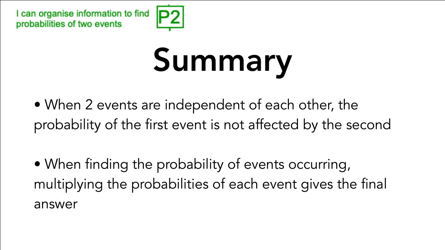To summarize, when two events are independent of each other, the probability of the first event is not affected by the second. When finding the probability of events occurring, multiplying the probabilities of each event gives the final answer.